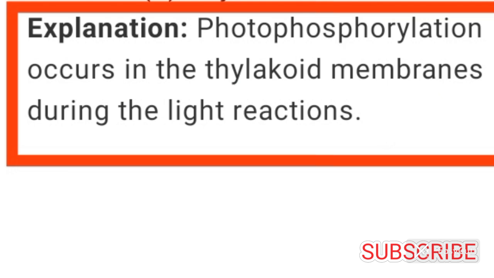Now, what is photophosphorylation? Photophosphorylation क्या होता है? Photophosphorylation is the process of making ATP using light energy during photosynthesis. It happens in the thylakoid membrane and can be cyclic or non-cyclic depending on the electron flow.